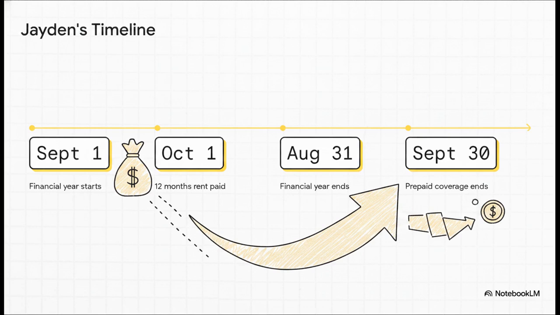His financial year ends on August 31st, but back on October 1st of the previous year, he paid for 12 full months of rent. That payment covers him all the way to September 30th. This visually demonstrates how that chunk of rent spills right over the August 31st boundary, creating exactly 1 month of prepaid rent, $200, that belongs entirely to the next financial year.